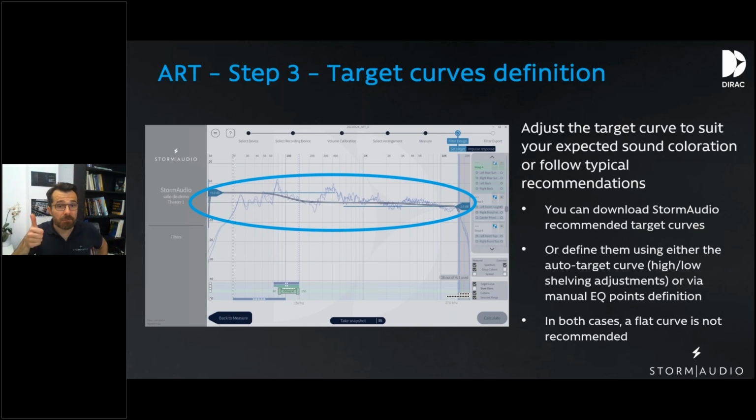There is no one target curve, right? It depends on the room, on the speaker type, on the way it behaves in terms of, let's say, boundary reflections and all that. But usually one thing has been clearly experienced every time: a flat target curve does not work well. So adjust that. You can go into the auto target curve, using the high and low shelf items that you have here. But you can also use the filters, by toggling the dots here, where you can define your EQs point per point. So that's about the target curve.